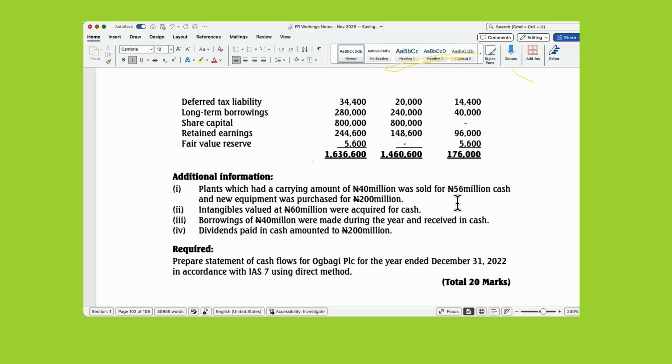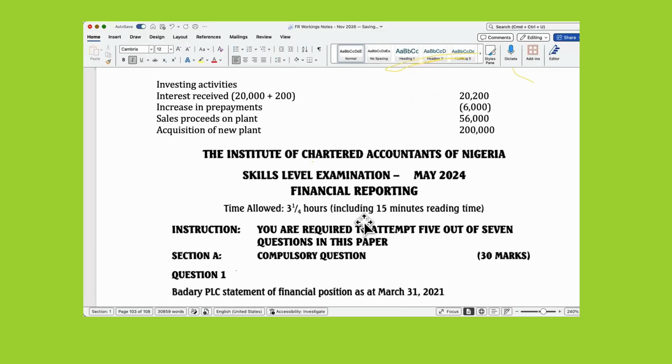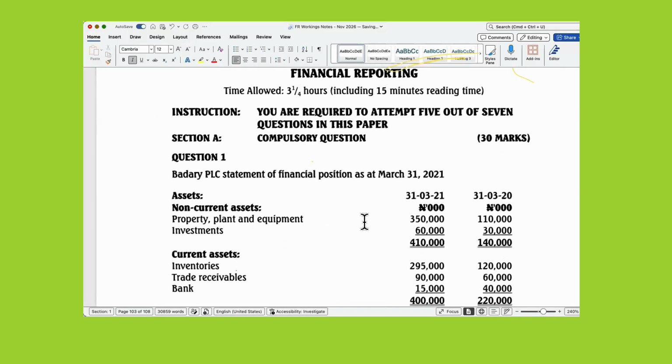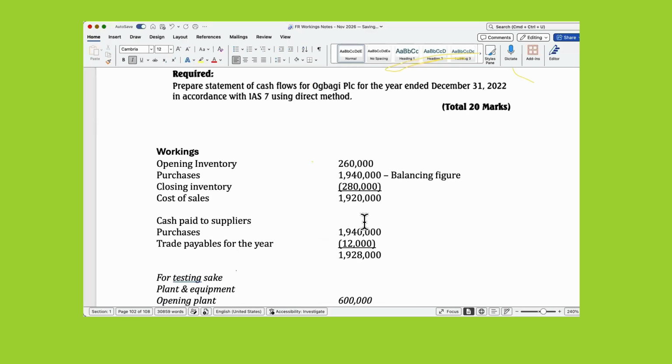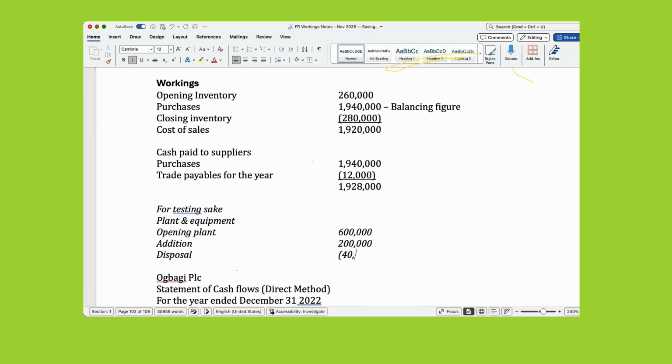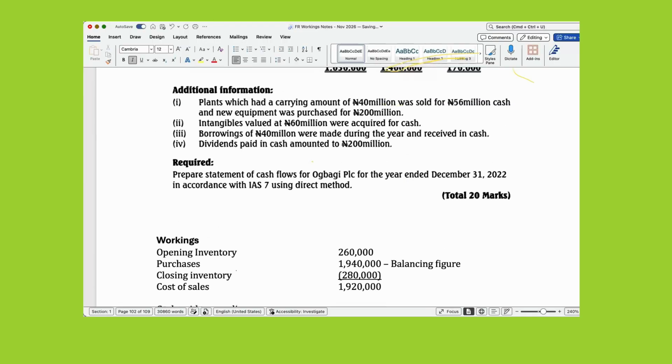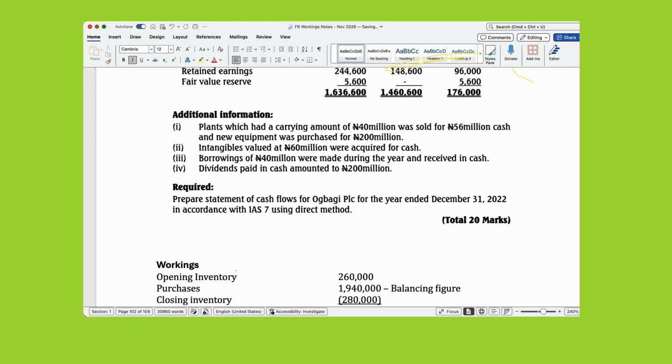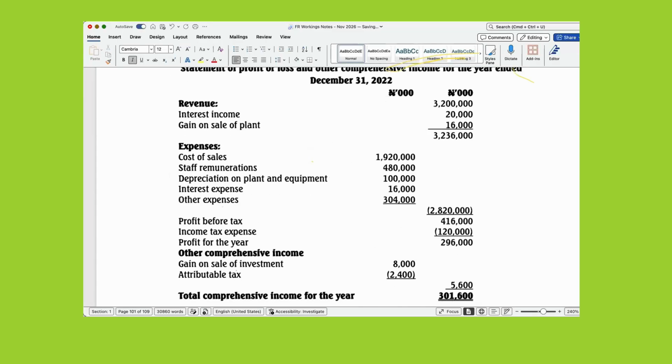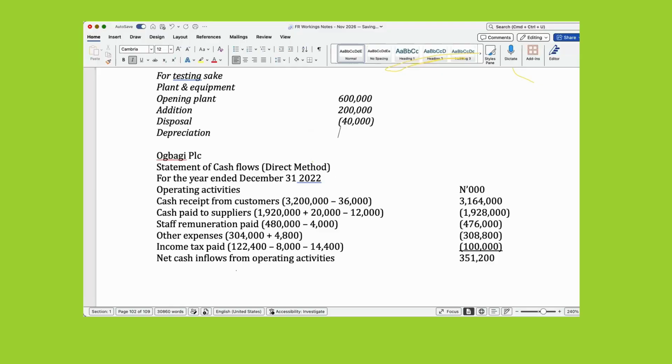Yeah, the 56 is the sales proceeds, but it was actually sold for 40 million. How many years? So the carrying amount is 40 million. Then my depreciation. How much is my depreciation? 100,000. Depreciation was 100,000.